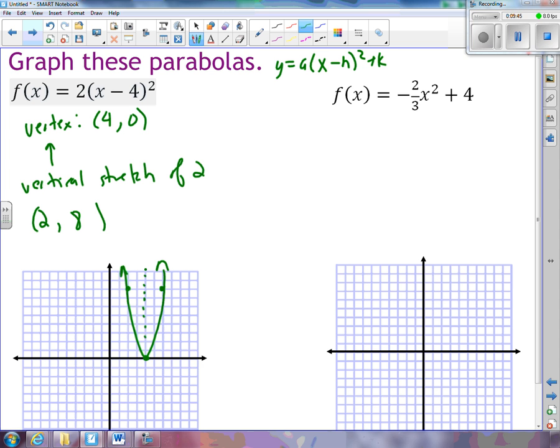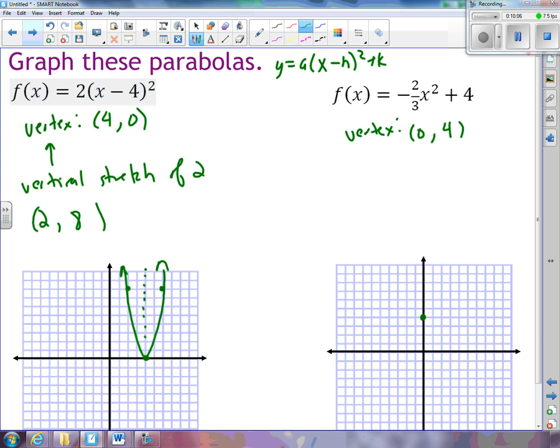So now let's do this one. So here let's try to find the vertex. So here there's nothing subtracted from the x in parentheses, so that should let you know that the h here is 0. And now let's look at the 4 here. That 4 is our k. So our vertex is 0, 4.